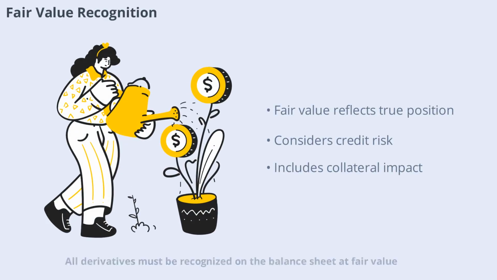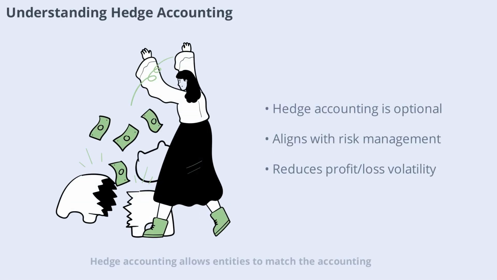All derivatives must be recognized on the balance sheet at fair value. Fair value represents the price that would be paid to transfer a liability or received to transfer an asset to a knowledgeable, willing counterparty. This value should also consider credit risk and the availability of collateral. By measuring derivatives at fair value, financial statements provide a more accurate and up-to-date view of an entity's financial position and risk exposure.